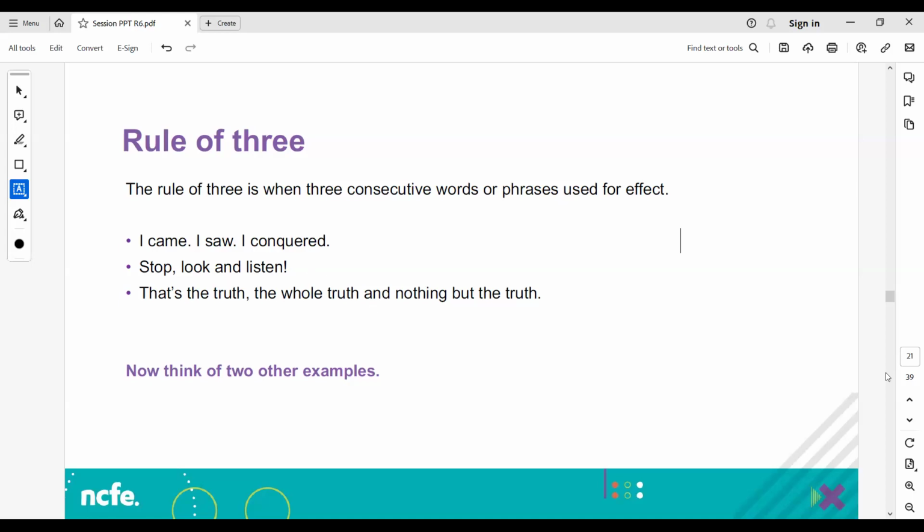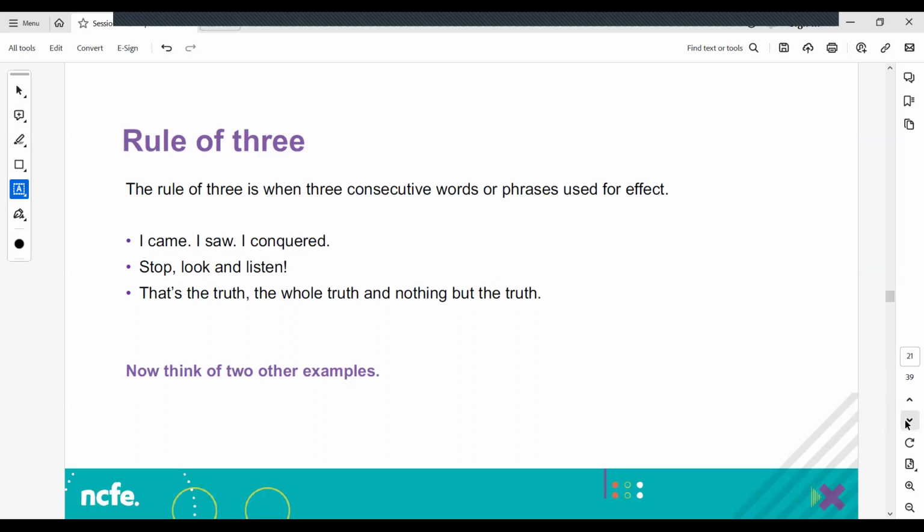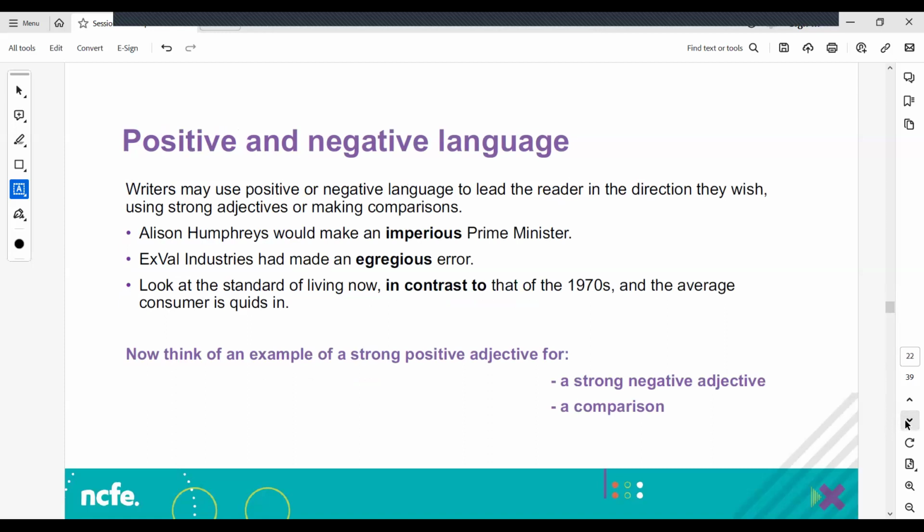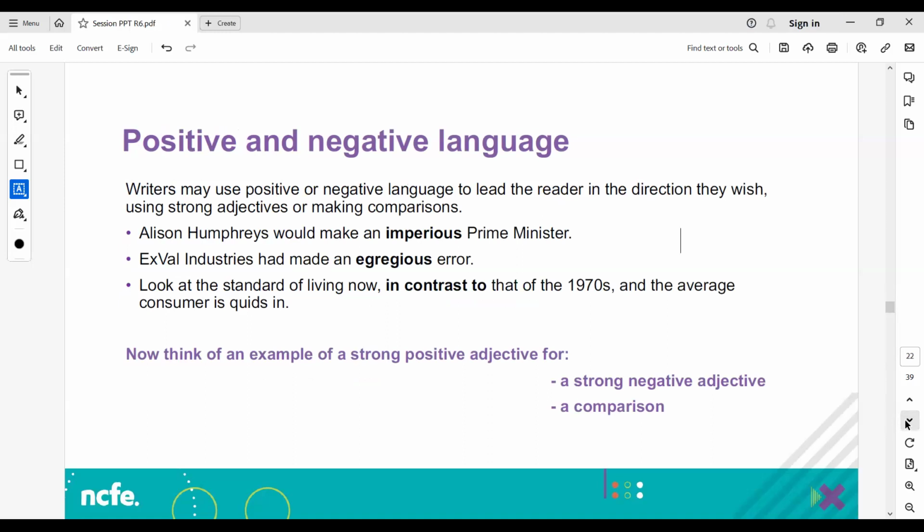But you will see that that's a very common device that is used in text. So positive and negative language can be used to lead the reader in the direction the writer wants, by using strong adjectives or making comparisons. It is often used to help the writer make the reader form a particular opinion about somebody or something, such as an organisation.